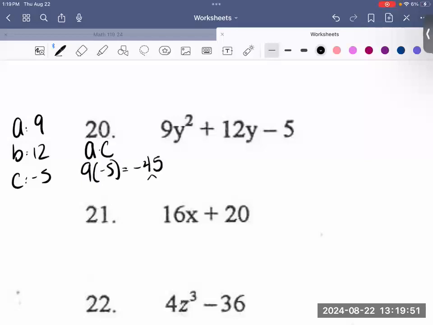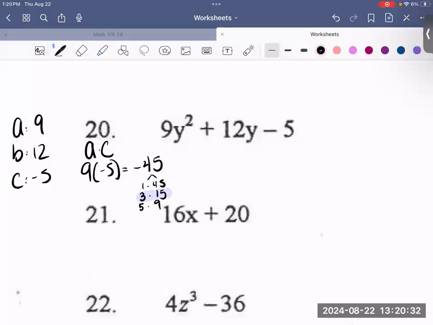So factors of 45. We have 9. Let's see, 45 divided by 3, or well, I'll start at the beginning. It's not divisible by 2 because it's odd. So 3 times 15 can get you to 45. It's not divisible by 4, and 5 and 9. So of your factors, what can get you to a positive 12? Well, 3 and 15 can get you to 12.